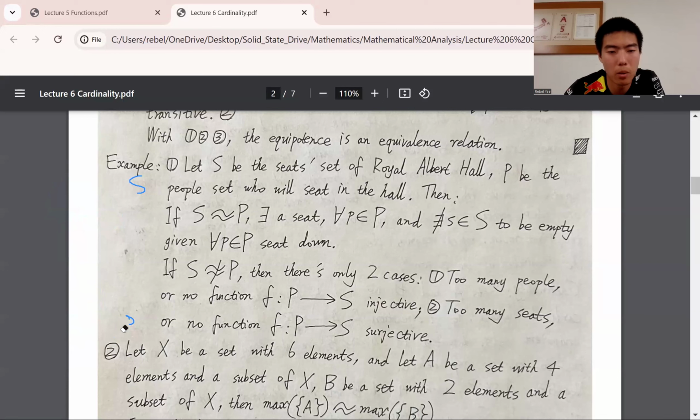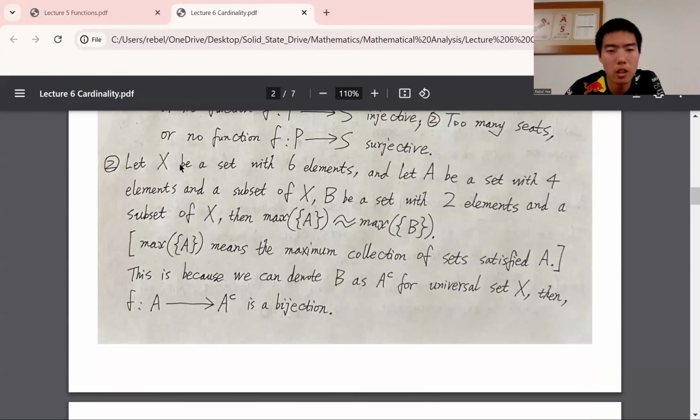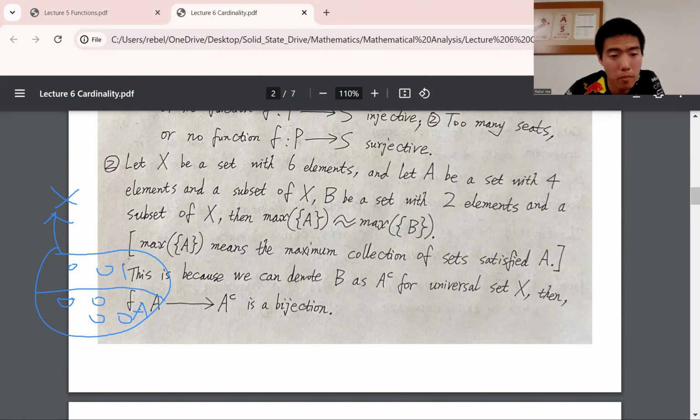And let's see another example, which is mathematics. Let's say X is a set with 6 elements, and A is a subset of X with 4 elements. This is A, and the entire set is called X. And B is also a subset of X and has 2 elements.